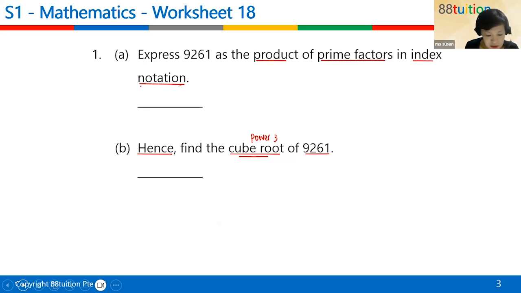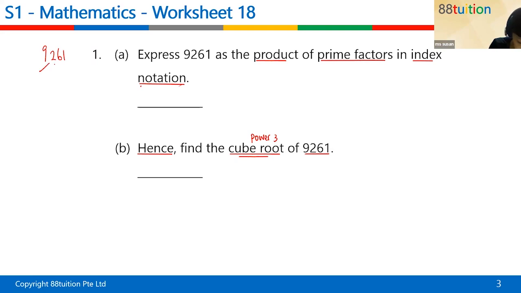All right. First question says, express 9,261 as a product of prime factors in index notation. Now, whenever we do this, we must always take note of all the things that are required. They say index notation, all right? And they want prime factors. So let's do this.